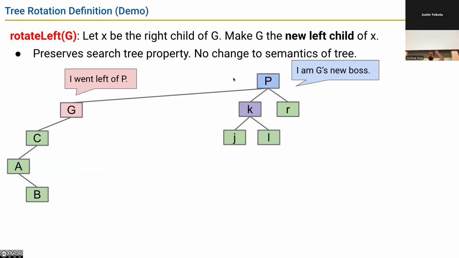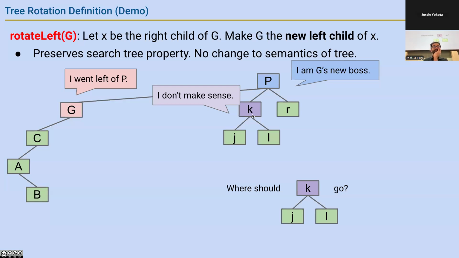But this is a weird structure. Why? Like P has 3 children and it's only 1 item. So that's not allowed in a normal binary search tree. So I need to deal with K. K does not make sense. So where should K go? Or actually all K in its sub pieces. What do you think? Where's a safe place to put this?